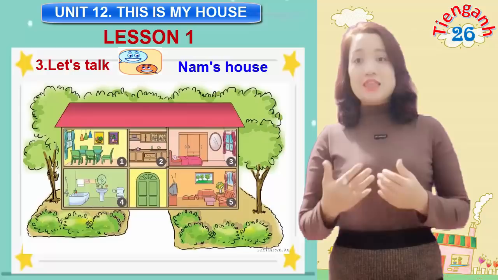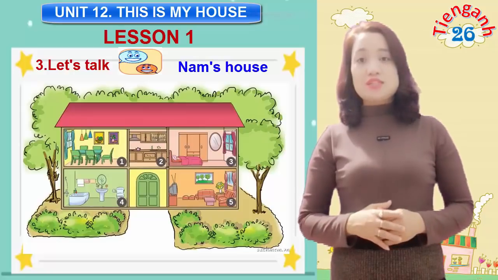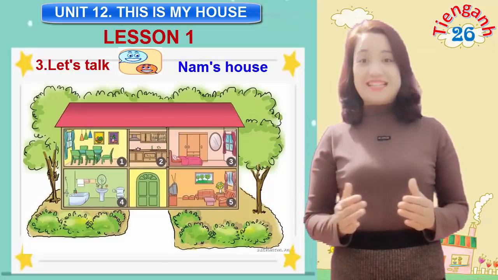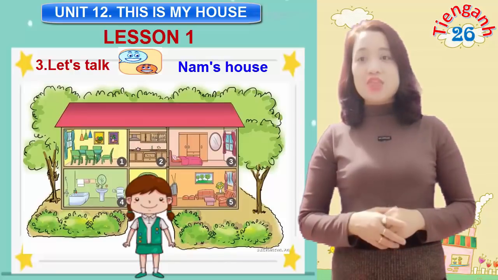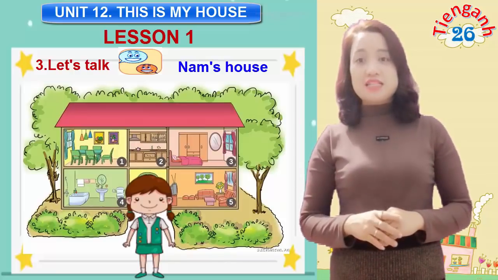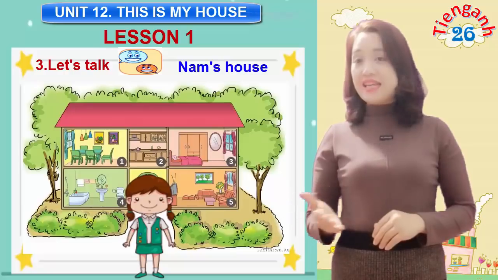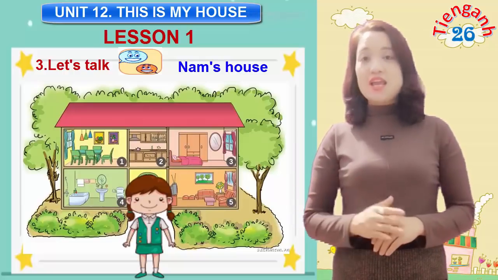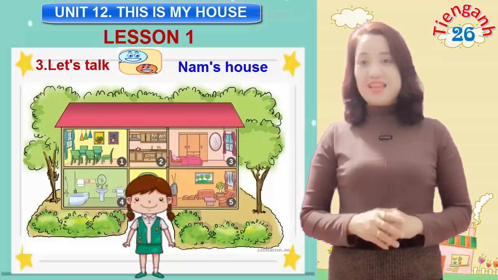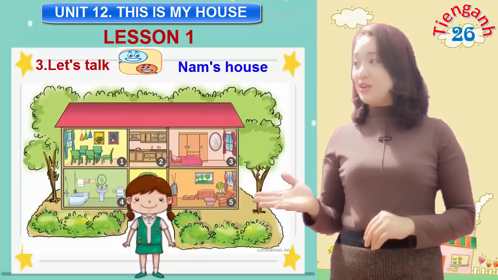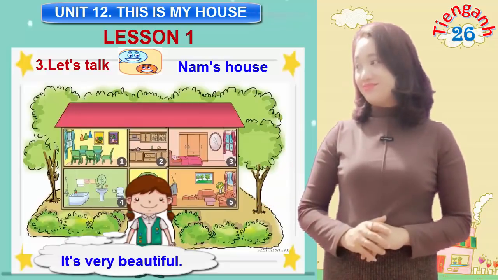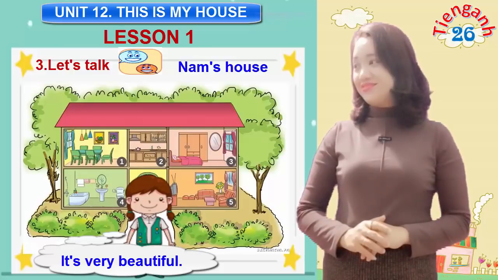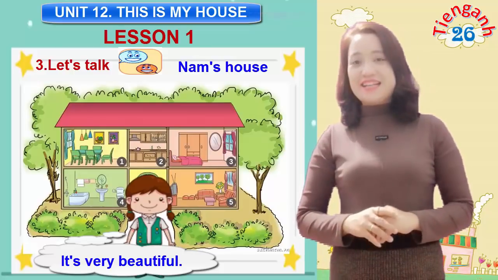I say "There's a..." and you say "Wow, it's...". You can use other adjectives after "is", such as big, large, beautiful. There's a living room. It's very beautiful. Yes, very good.